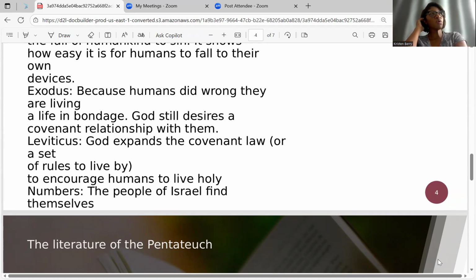We're going to talk a little bit more about Leviticus later. It's a hard book to preach from, but also people need to understand the context. A lot of the laws in the book of Leviticus are not going to make any sense to us, and we have to understand the context of which it came from.